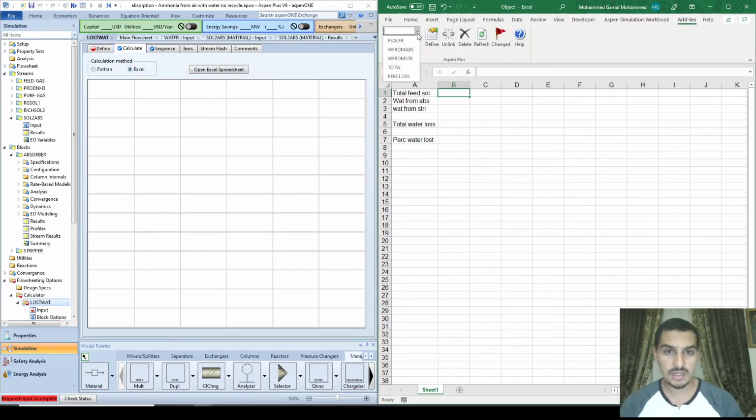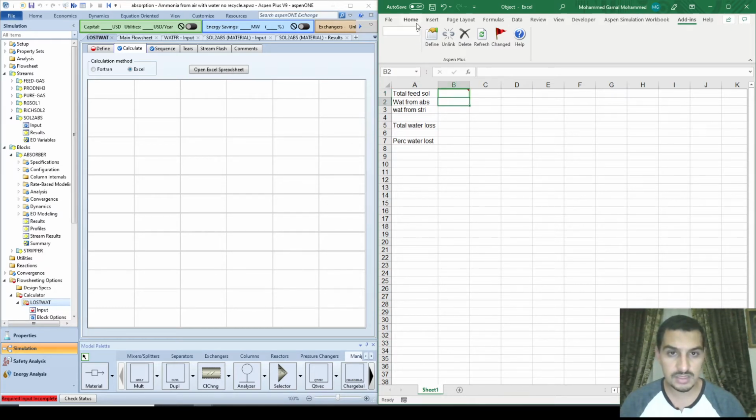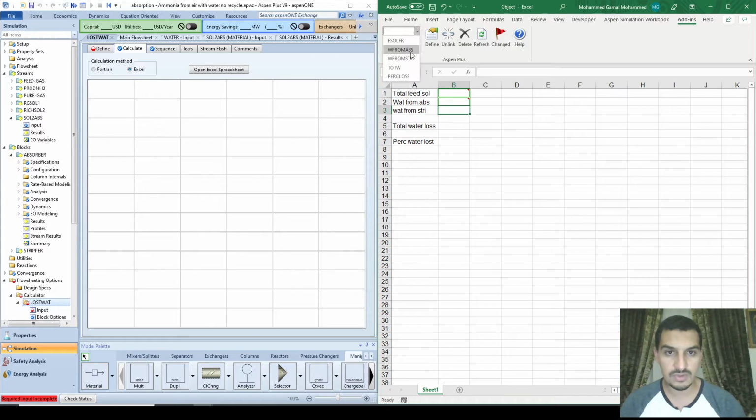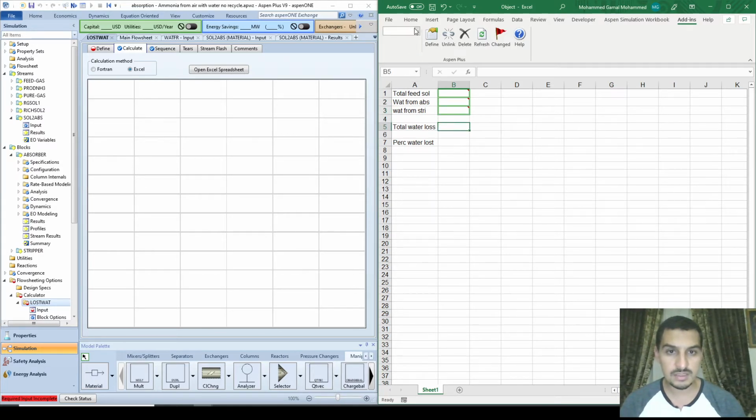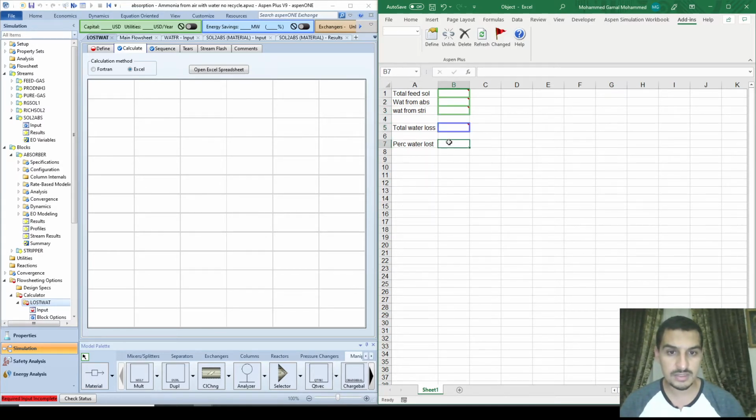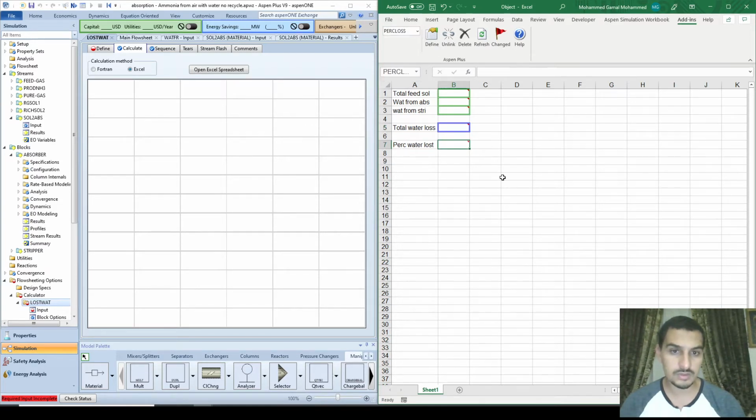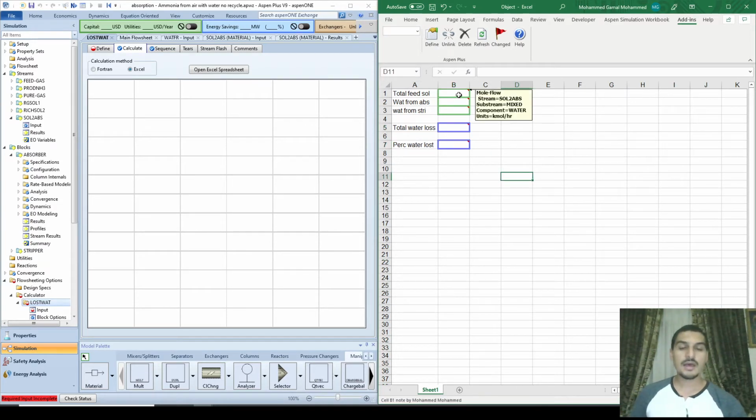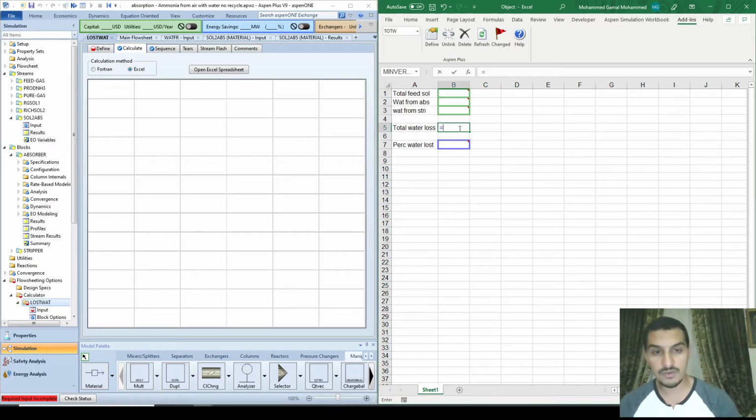So I'm gonna put this as the feed solvent. I'm gonna make this the water from absorber. This is the water from stripper. This is the total water lost, and this is the percent water lost, or percent loss in water. These three are gonna be imported from the file, and this is gonna be this.